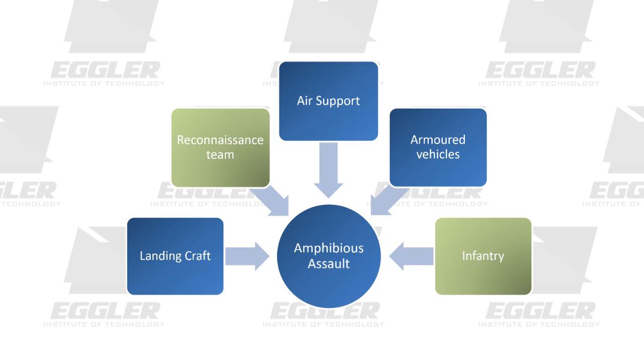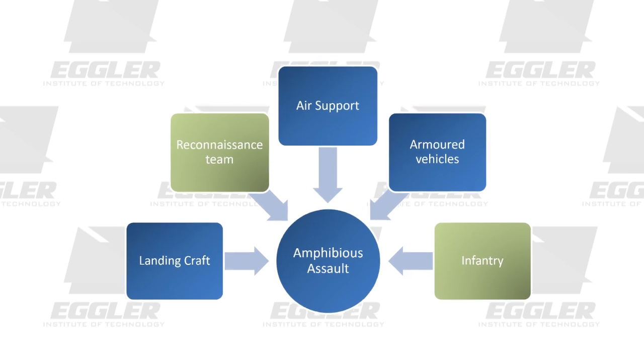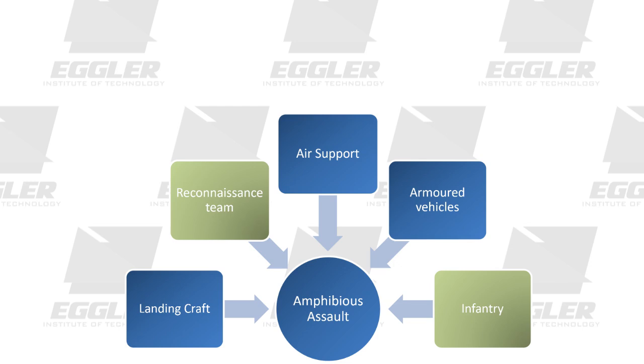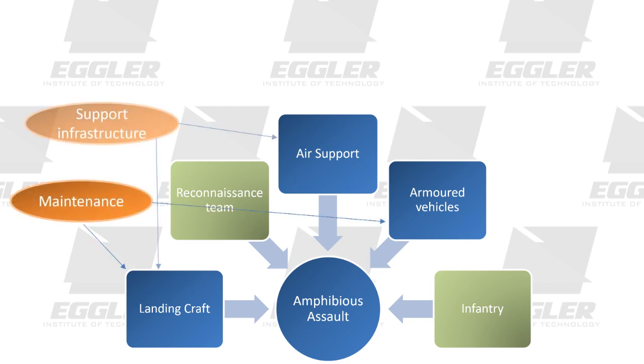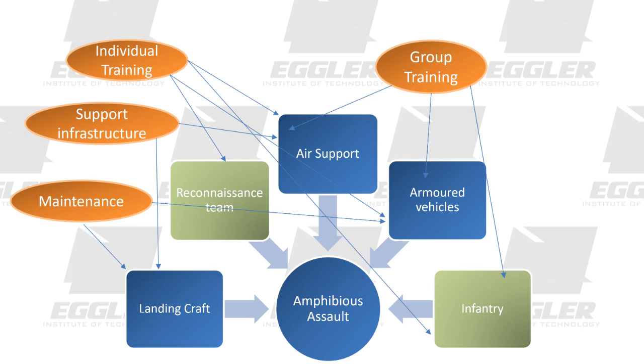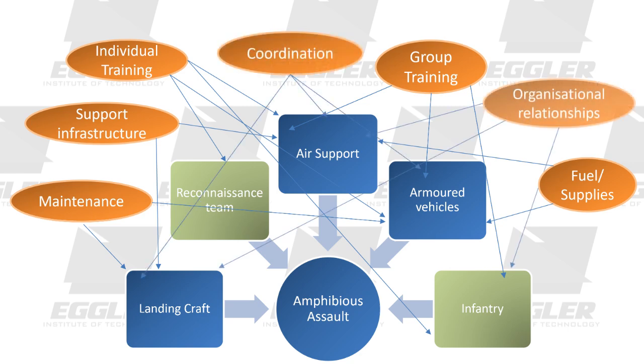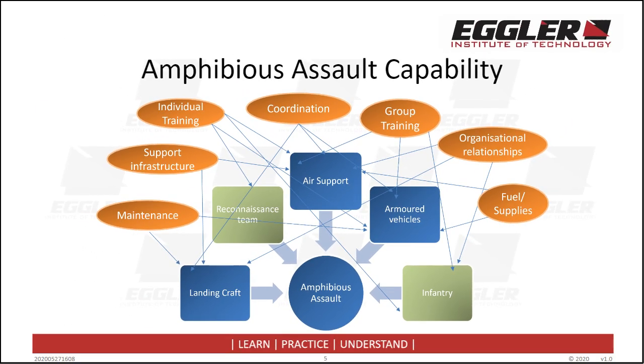Again, to raise, train and sustain the amphibious assault capability requires a broad range of external support systems covering maintenance and support infrastructure, various types of training and a complex array of processes and procedures that deliver the required coordination and organizational relationships. As mentioned earlier, it is simply not possible to design such complex military capabilities in one's head. The design of complex military capability requires a systematic and comprehensive capability design process that can confidently yield a capability system satisfying the user's operational need.